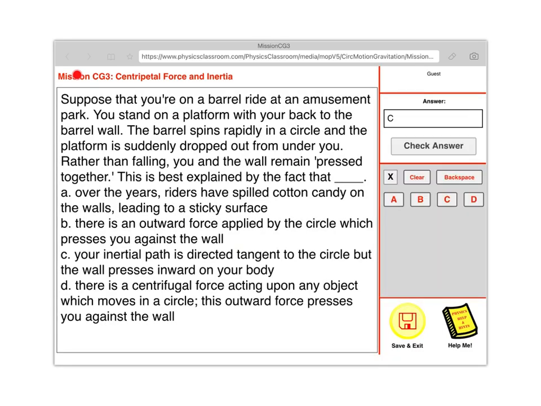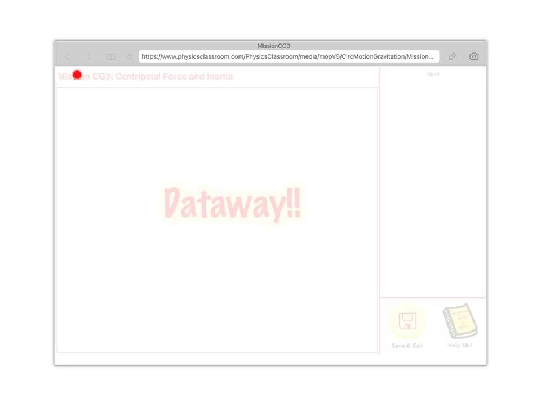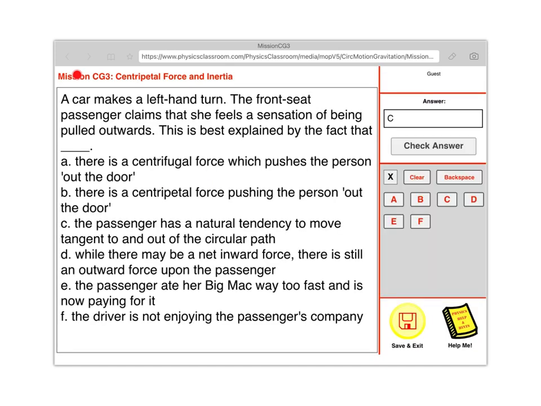Read through all the statements, and I think you'll conclude that the only correct answer is C. Read through the selections. The answer again is C. The passenger has a natural tendency to move tangent to the circle. The car turns, the passenger wants to go straight. The car pushes the person toward the center, and because of that, they have the illusion that they're being pushed out against the door.